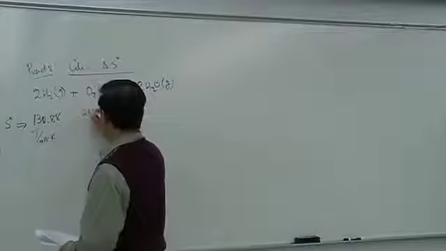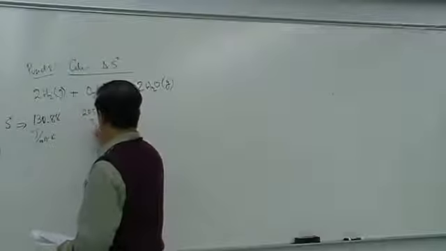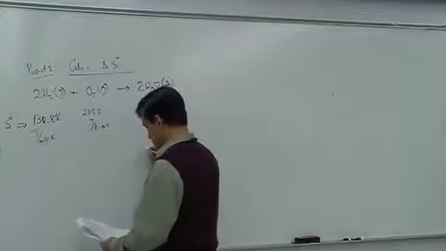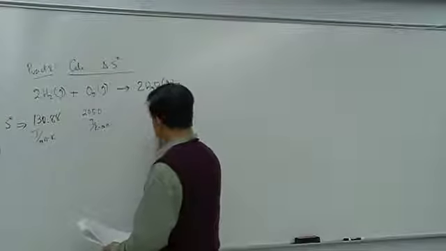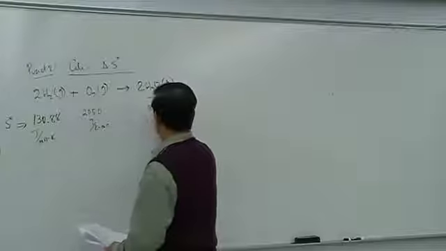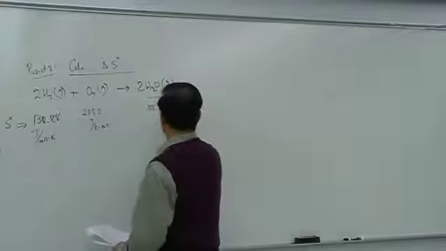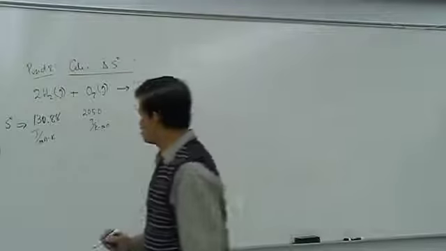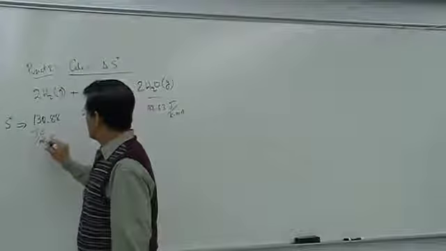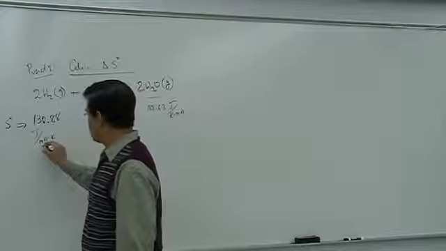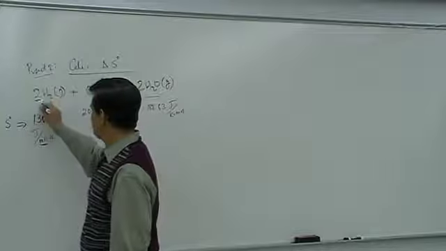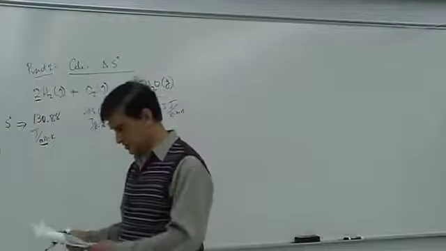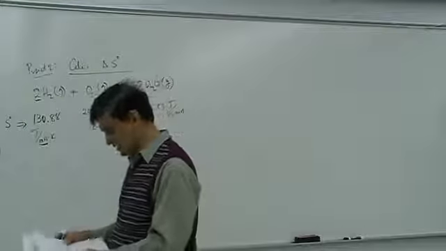205 joule per Kelvin mole, and this value is 188.83 joule per Kelvin per mole. Now something I need to caution you is all the values that we gave are per mole. But look at this. This has 2 moles. This has 1 mole. This has 2 moles. So accordingly, you have to take into account those numbers of moles.